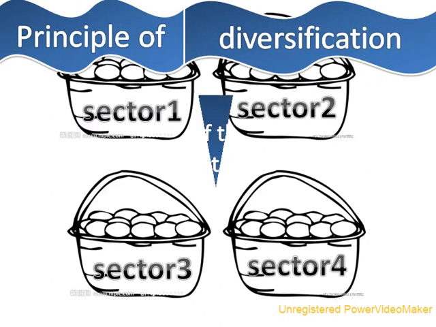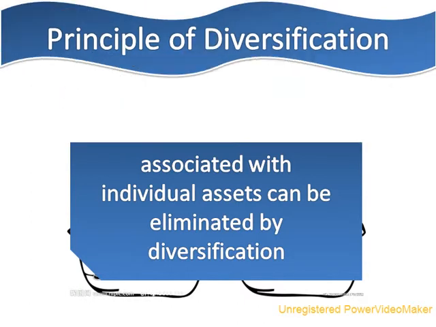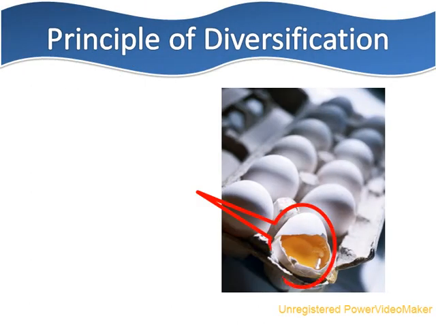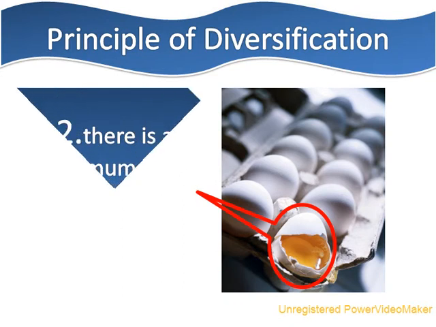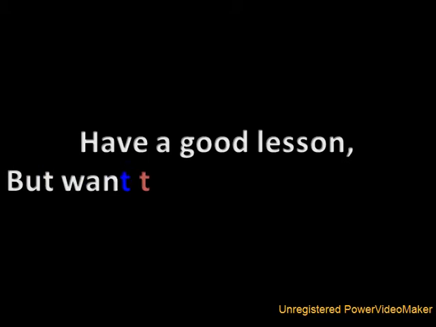Much safer now, and this is the first point of the principle of diversification. Some of the riskiness associated with individual assets can be eliminated by diversification. However, you can never avoid a broken neck. So the second point of the principle is that there is a minimum level of risk that cannot be diversified away.